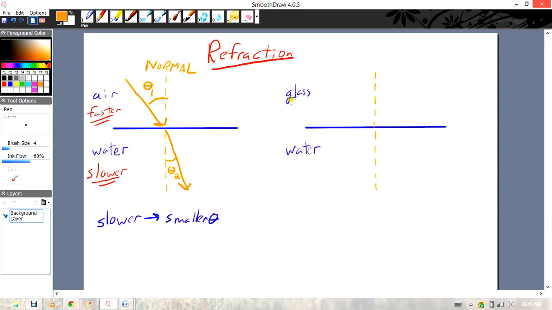If the incident medium is slower, such as a solid like glass, and the refracting medium is faster like water, or we could have water to air, but I'll do glass to water. Then if we have light incident, faster means a larger angle.